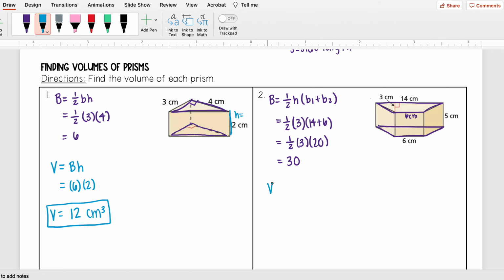And so now to find the volume, I just need to multiply the base times the height. My area of my base was 30 that we just found. And I see my height, which connects my two bases, is equal to 5. And so I get that my volume is equal to 150 centimeters cubed.